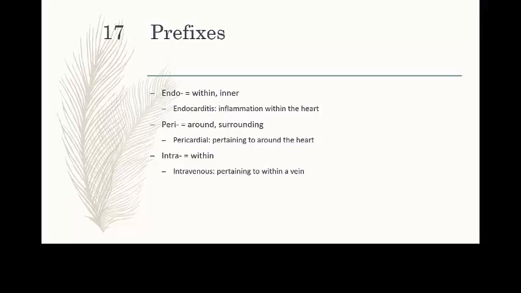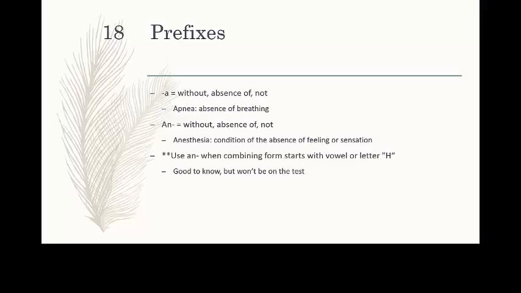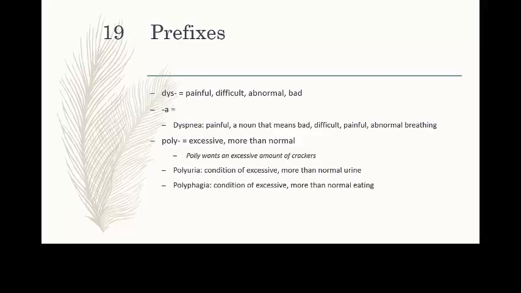A or an, without, not, absence of. And I'm not going to ask you to remember that rule when you use an versus a. It'll just work out on its own. So dys means painful, difficult, abnormal, or bad. So dyspnea, somebody is having difficulty breathing. Poly wants an excessive amount of crackers. So polyuria, a condition of excessive urination. Somebody has to go to the bathroom too often, more than normal, poly.